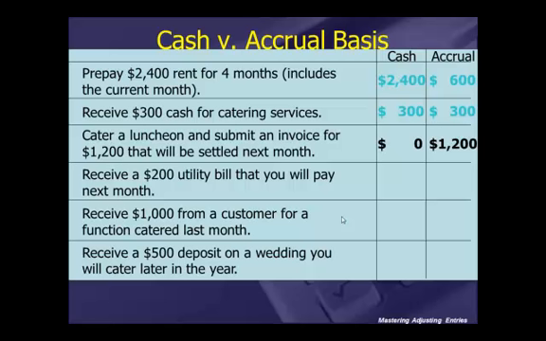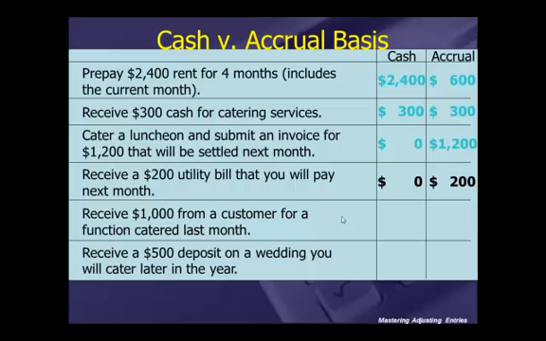Receive a $200 utility bill that you will pay next month. Well, cash basis, no cash changes hands, it will be zero. However, we've used the utilities. So under accrual basis, we're going to record utility expense of $200.